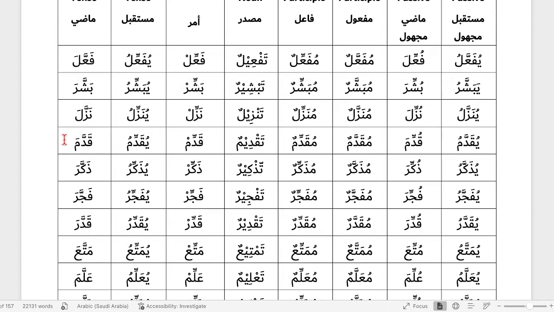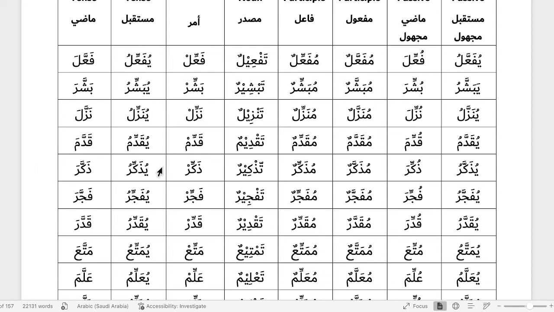All these verbs have come in Surah Yasin, so I have just picked from there. When we go through them, I will show you the complete conjugation of those verbs for your better understanding. So next one is qaddama yukaddimu, qaddim, taqdeemun, muqaddimun, muqaddamun, quddima, yukaddamu. If you realize, it follows the same pattern.